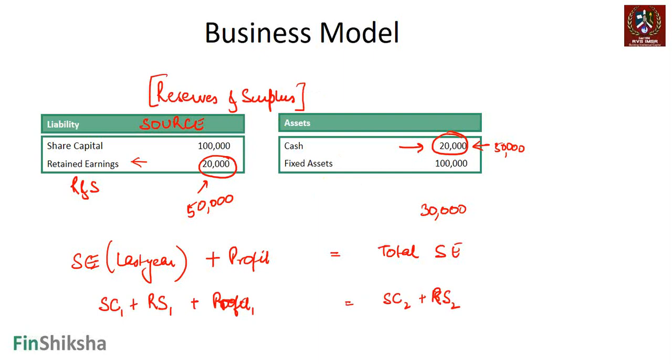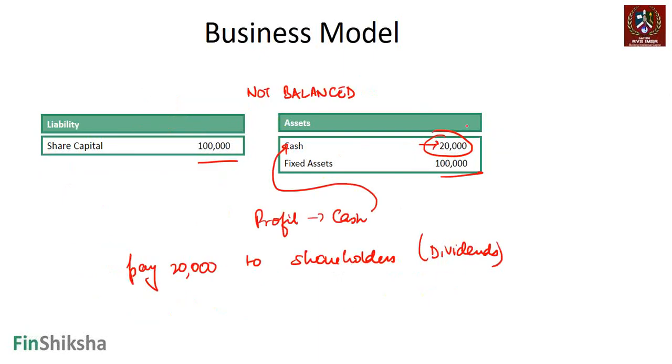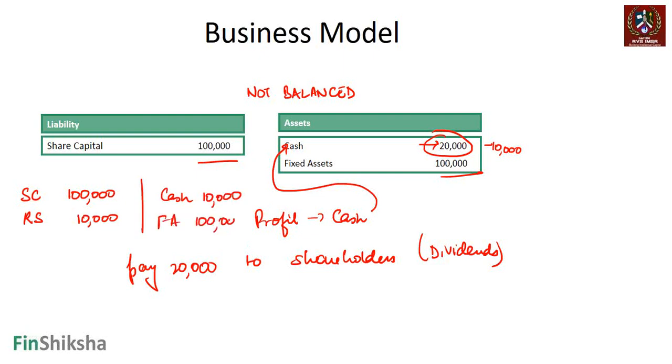So if I make 30,000 profit next year, that 30,000 goes and sits in retained earnings. I keep adding that. If, however, I pay some amount out as dividend, let's take the scenario where out of this 20,000, 10,000 was paid as dividend. Then the equation would have been share capital of 1 lakh, reserves and surplus or retained earnings of 10,000, because 10,000 is left now. You would have cash of 10,000 on the other side, and fixed assets of 1 lakh, right?